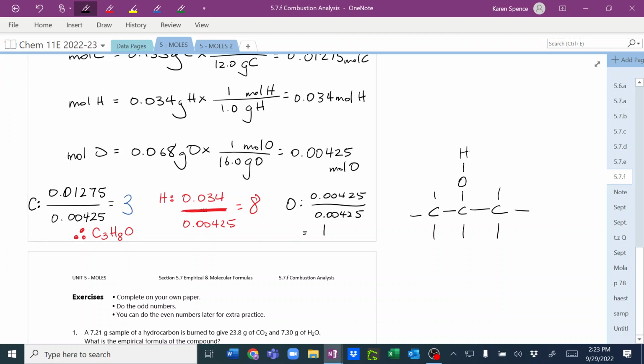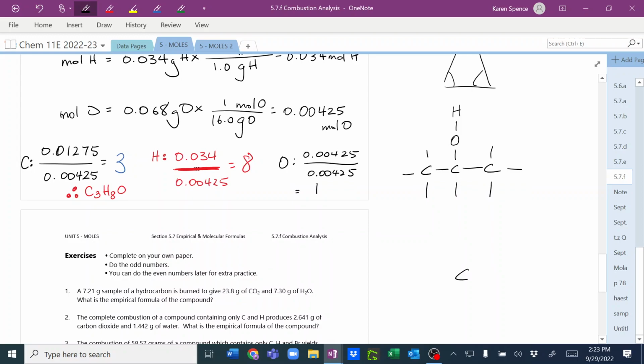Iso means the same. If you have an isosceles triangle, these two angles are the same. So you can see this is a symmetrical version of this alcohol, where the left looks the same as the right. Whereas if you were to put the hydroxyl group on a terminal carbon, one of the end carbons, it's different from left to right.